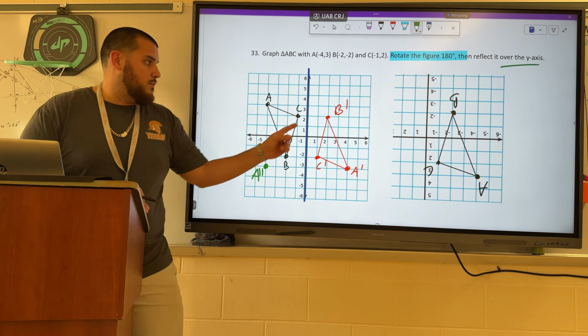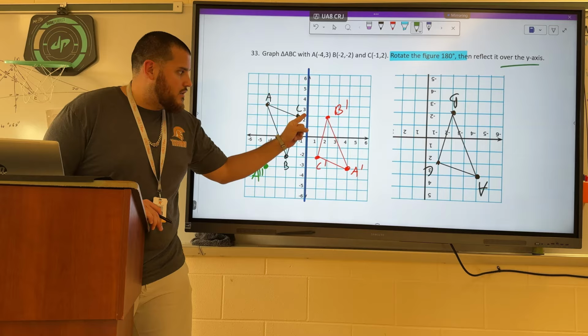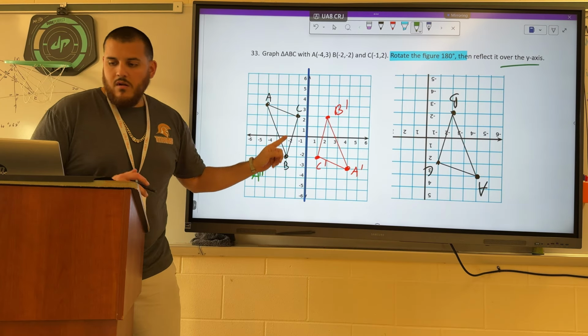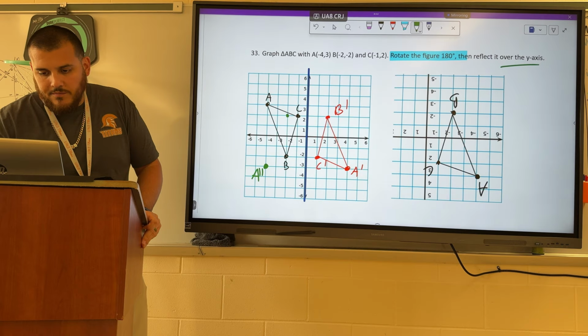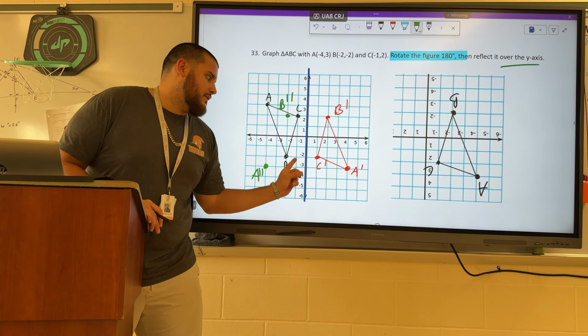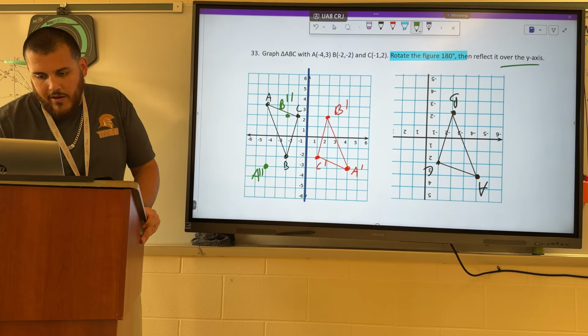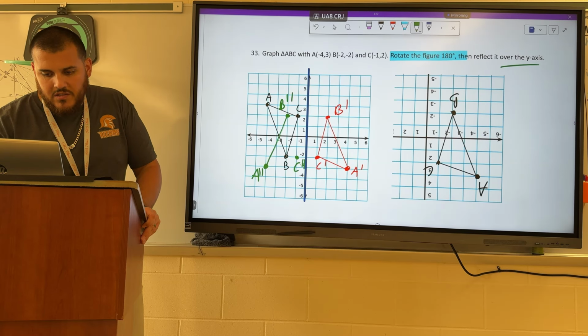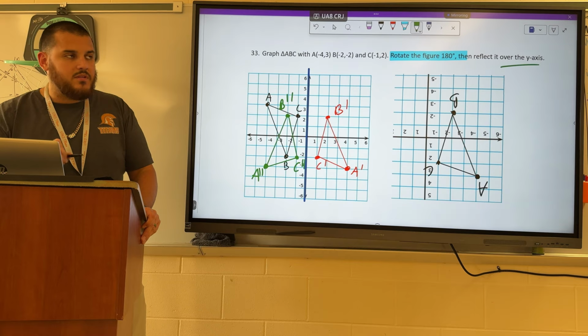We do that for each point. B is 1, 2 away, so my image is going to be 1, 2 away to the other side right here. B double prime, and C prime is only 1 away. C double prime will only be 1 away right there. Remember, it's very common for transformations to overlap like these do. That is this composition done.